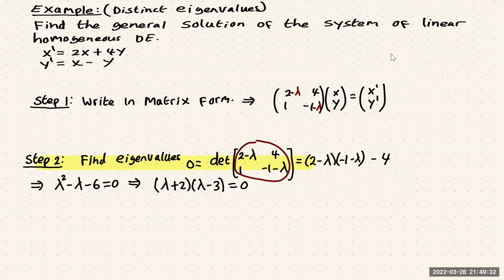And then we're going to be taking the determinant of that. So to take the determinant, recall, we're going to multiply the 2 minus lambda times the minus 1 minus lambda, and then you're going to subtract from that 4 times 1. And that's how I got this guy here.